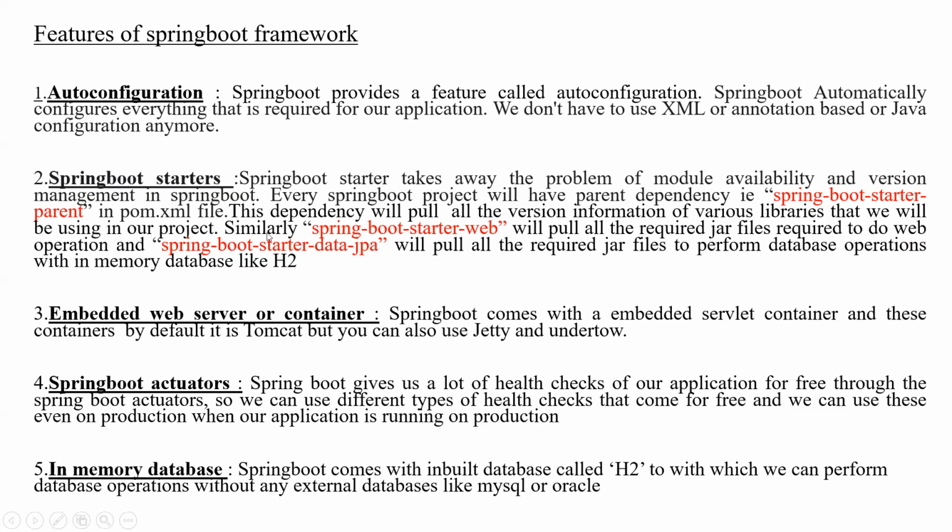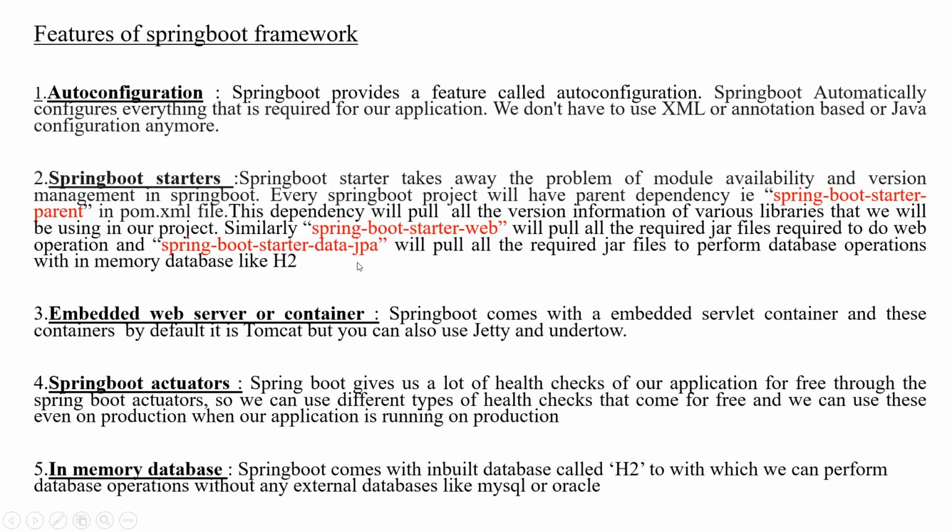Similarly, guys, if you are doing a web application, there is a dependency called Spring Boot Starter Web. This is a dependency which, with the help of Maven, will pull all the dependencies required to build web applications easily. It will pull all the required jar files to do web operations. And similarly, Spring Boot Starter JPA, we call it JPA, Java Persistence API.